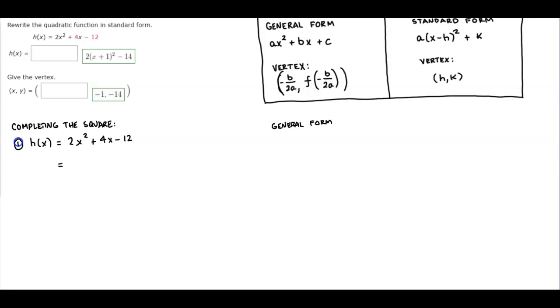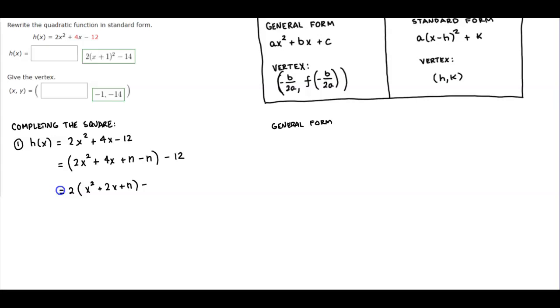Okay, so the first thing we're going to do is group the variable terms together. So we have 2x squared plus 4x. And then we're going to add an n and then subtract an n. And then we're going to subtract the 12 outside the parentheses. Okay, so now we're going to go ahead and factor out a 2. And then what's left is x squared plus 2x plus n.